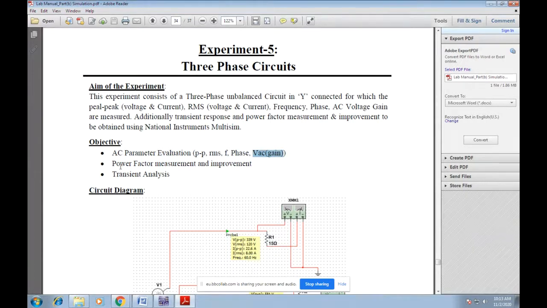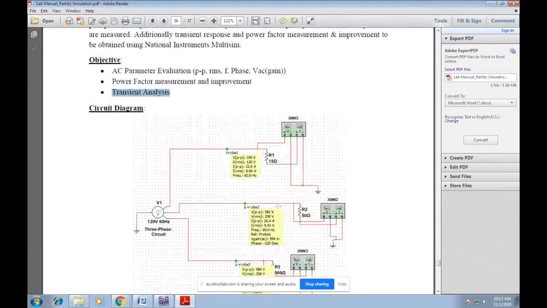In the second part, we will measure the power factor, and also we will improve the power factor. In the third part, we will make transient analysis. Understand? So this is the circuit diagram.